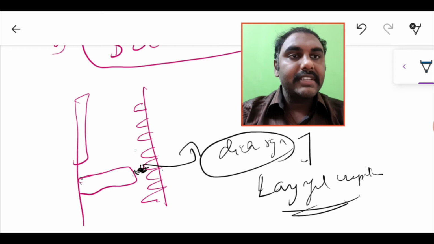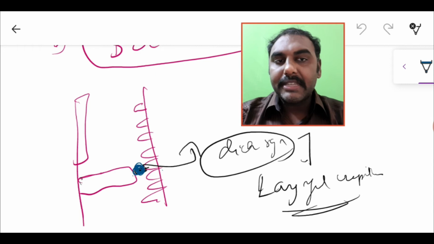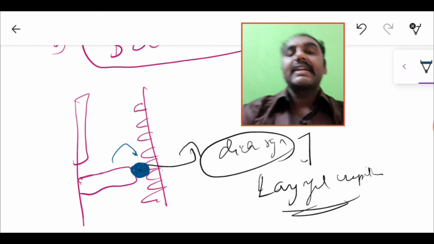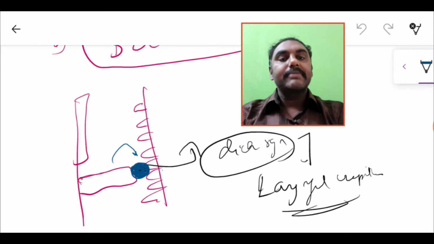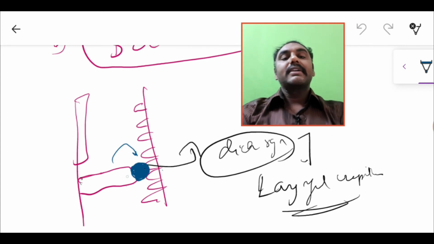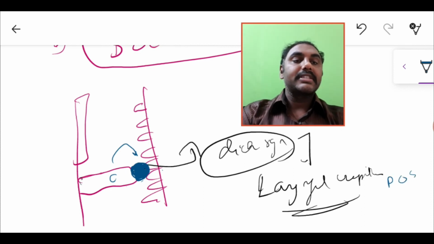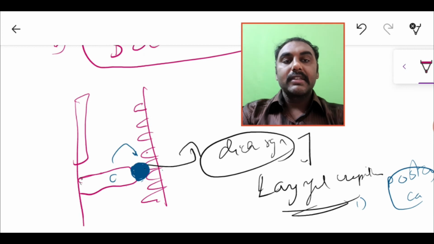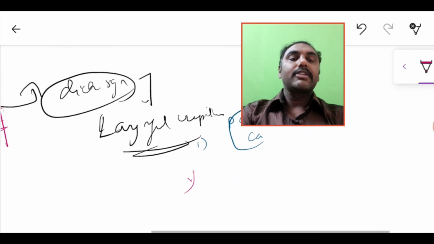So what condition in which the laryngeal crepitus will be absent? Either there could be something like a tumor in this region, that is behind the cricoid, between the cricoid and the vertebra, there should be something, right? Either there should be some tumor in the post cricoid region, that is called post cricoid carcinoma. Or say if there is an infection in the retropharyngeal segment, again there will be absence of laryngeal crepitus.